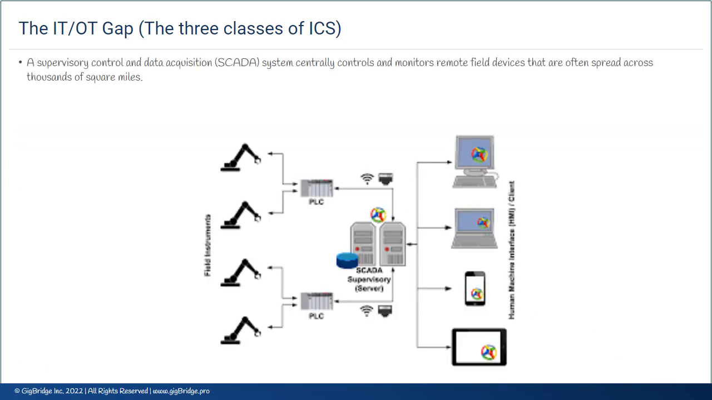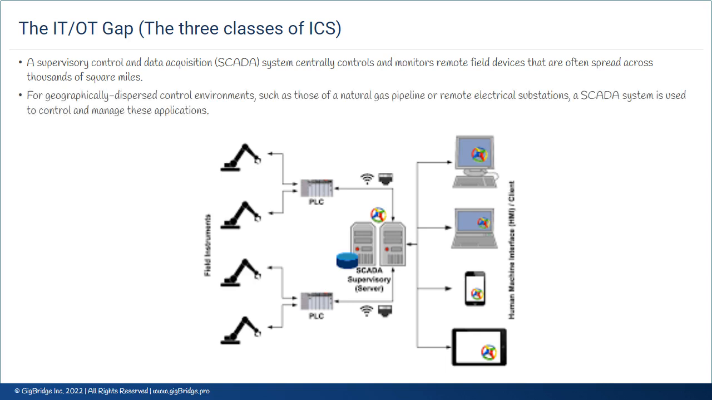SCADA. A supervisory control and data acquisition (SCADA) system centrally controls and monitors remote field devices that are often spread across thousands of square miles. It can control remote field devices to perform certain operations depending on specific alarm or notification conditions, like opening a valve or closing a breaker. For geographically dispersed control environments, such as those of a natural gas pipeline or remote electrical substations, a SCADA system is used to control and manage these applications.